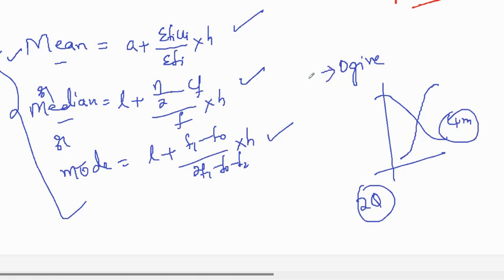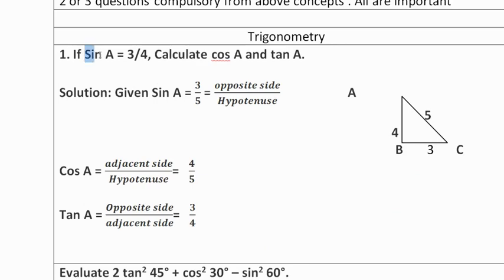In trigonometry, the 2 marks question is, they will give sine A which is 3 by 5, find cos A and tan A. So go through it, students. Sine A is 3 by 5 which is opposite by hypotenuse. Take a right angle triangle. A opposite is 3, hypotenuse 5. Using the Pythagorean triplet we will get 4 here. Whatever question they ask, you can do it once you know the three sides of a triangle. Cos A is 4 by 5, tan A is 3 by 4 based on this triangle.